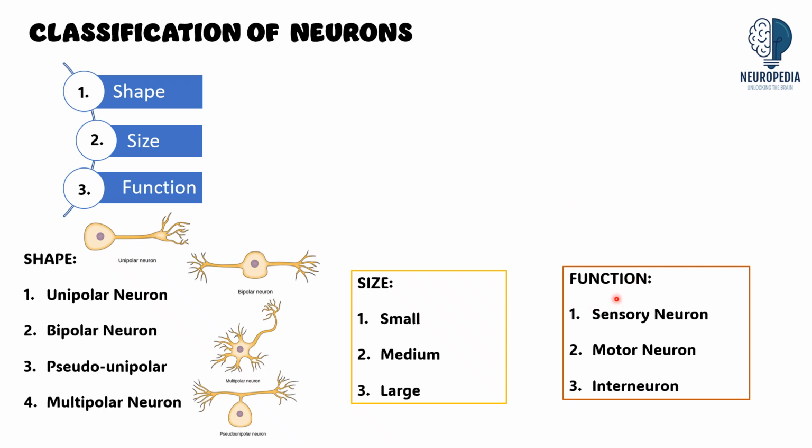Neurons can also be classified based on their functions, reflecting their roles in transmitting and processing information within the nervous system. So we have first the sensory neuron, motor neuron, and interneurons.